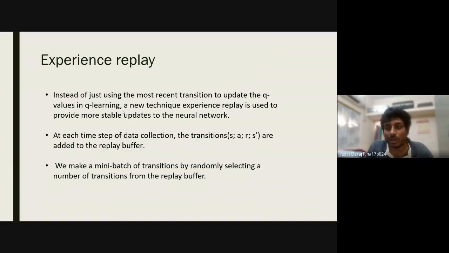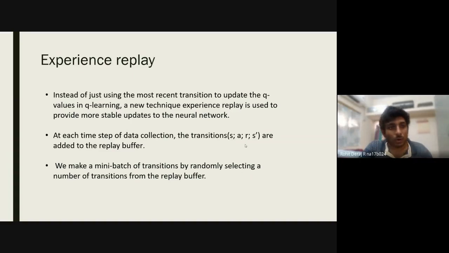So if you remember, in Q-learning you update the Q values based on the most recent experience. As soon as you go from the state S to S prime, you update the Q value of the state S. But in DQN, you store all these in the form of transitions. A transition consists of the state, the action that you took, the reward that you got, and the state you landed in. You store all these transitions in a replay buffer, and then you sample batches of these transitions from the replay buffer and use them to train the neural network.